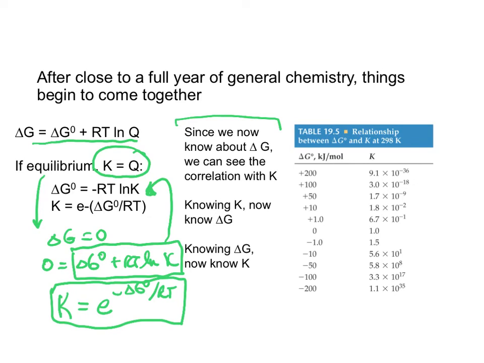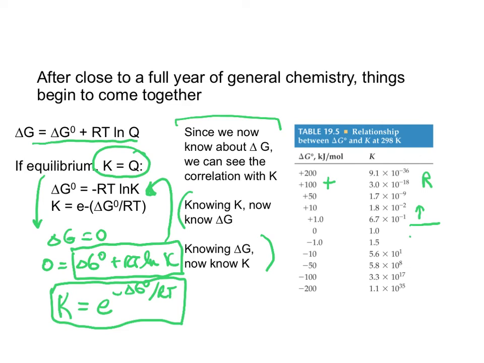Since we now know about delta G, we can now see the correlation with K. So another way of saying this is knowing K, we now know delta G, or knowing delta G, we now know K. I could have gone on and on, but what I want you to do is take a look at this table. Notice what is on the right-hand side for K. All of these are going to favor the reactants, and notice the delta G's are positive. That means the reaction is not spontaneous as written. We are going to sit on the reactant side.